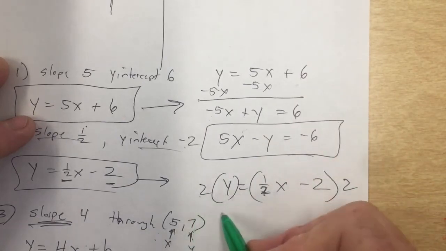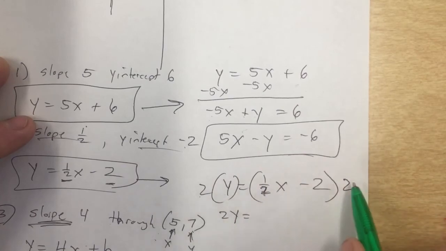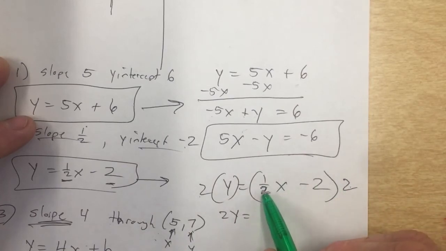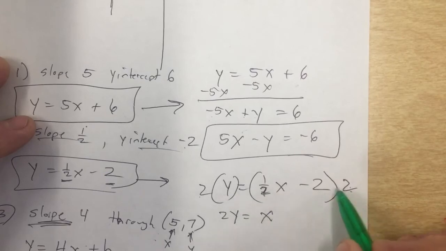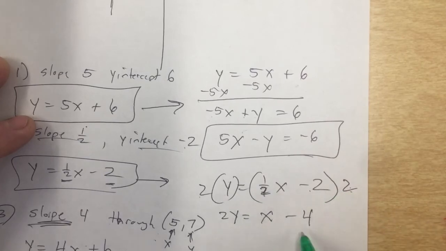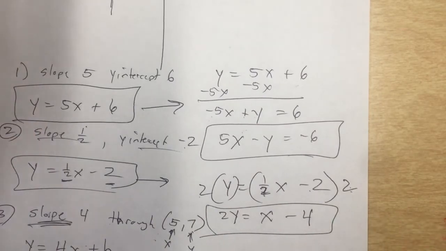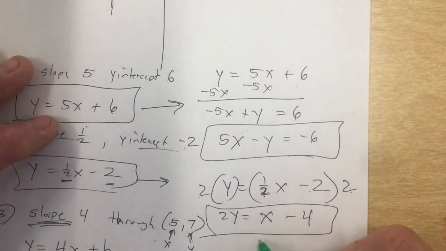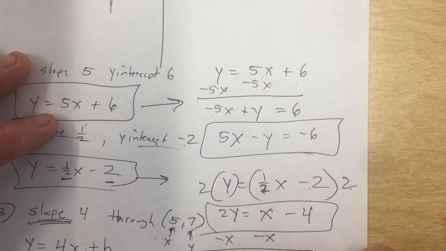So 2 times y would be 2y. Over here, 2 times 1/2 would be just 1x. 2 times -2 would be -4. And there you go, I got rid of all the fractions. There's no fractions now, so I can move my x. I subtract x on both sides, which gives me -x plus 2y equals -4. See, my x's go away now.